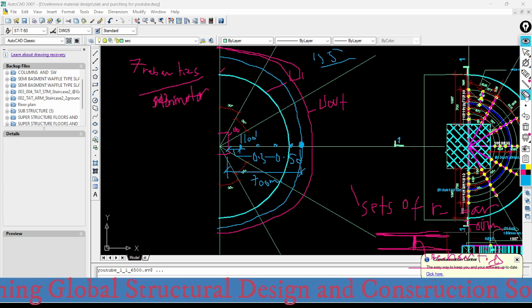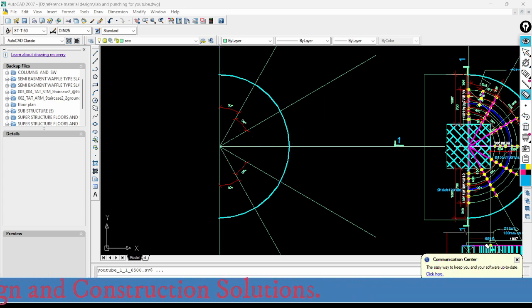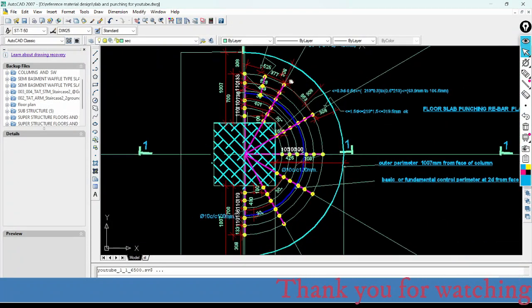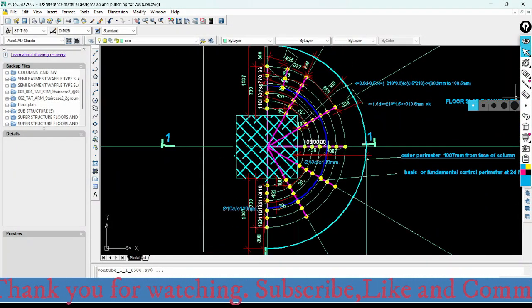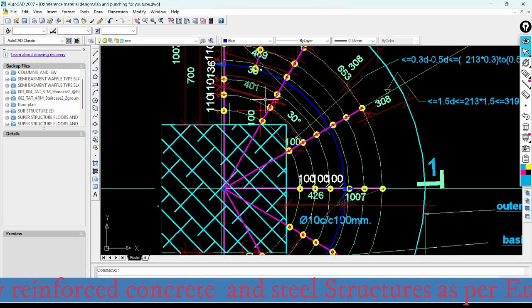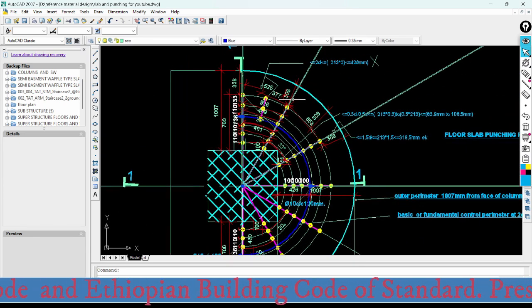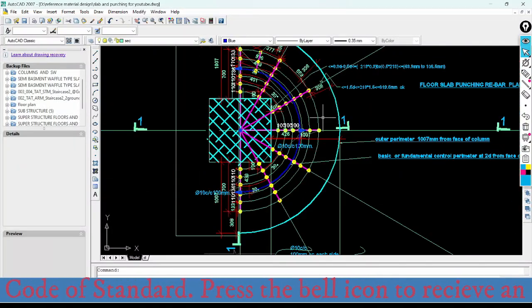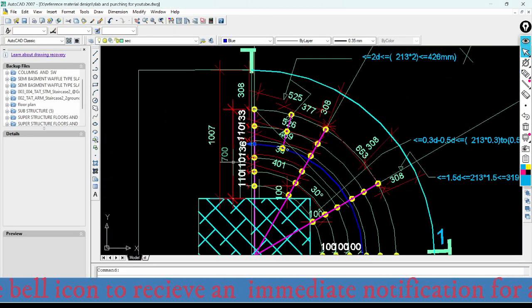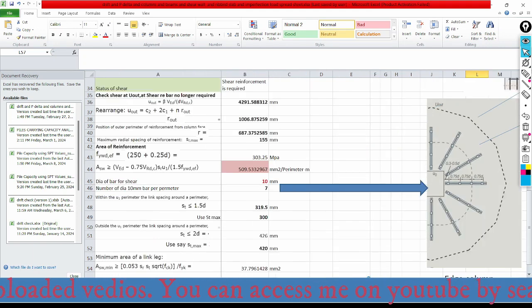So we can elaborate it on the drawing. But here, so first I need to calculate here. This is the column, and here this one is the basic parameter, which is 2D distance from the face of the column, and here this one is U out, this one is U out. So U out is nothing but it is what, 1007. We have already calculated it here. Just U out is here, this one.